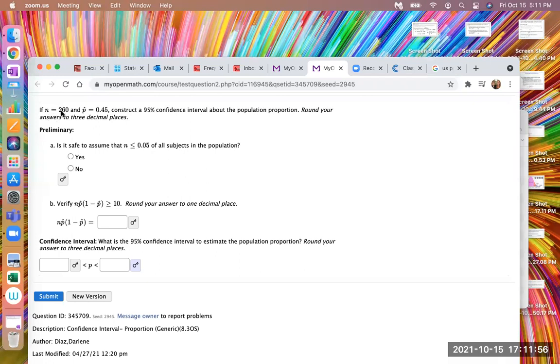Hi class, this is number 1 on 8.3. It says if n equals 260 and p hat equals 0.45, construct a 95% confidence interval about the population proportion. Round your answers to 3 decimal places.